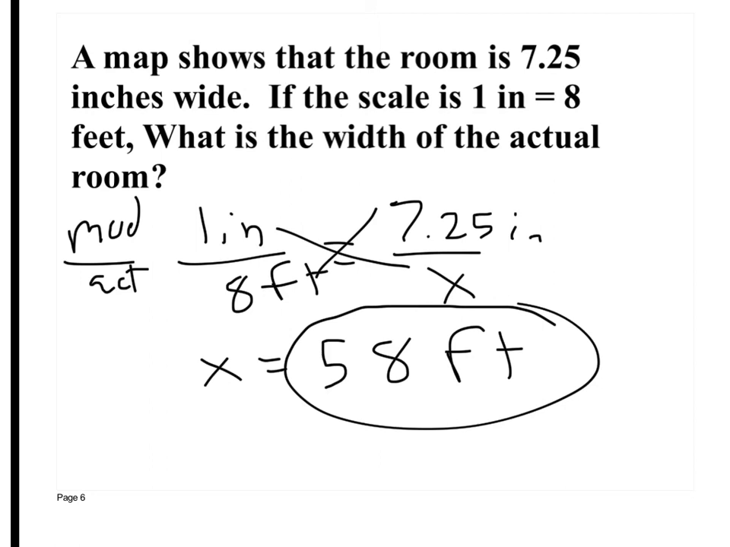You're going to have to do that for several different problems, finding the width or length of a certain room. You just set up the proportion. Always do model over actual. Now there's another way of setting it up, where this would be model and over here would be actual, but I found that most people find this easier. If you want to know the other way, I'll tell you. But for most people, this is the easiest way of doing it. Go model over actual every time. Okay? Here's your assignment.